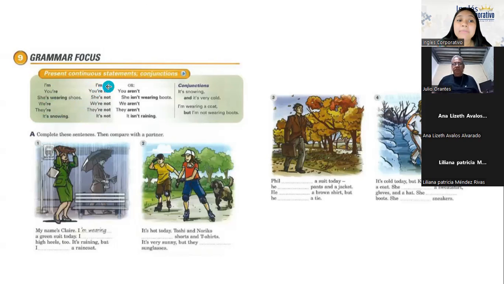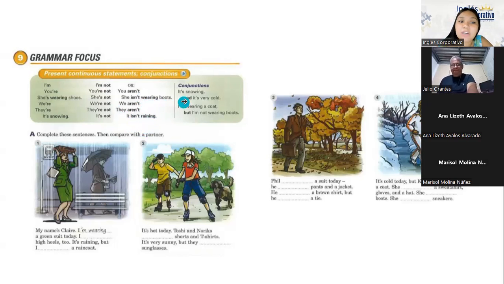Negatives. I am not wearing boots. You're not wearing boots. She's not wearing boots. We're not wearing boots. They're not wearing boots. It's not raining. Or we can say, you aren't wearing boots. She isn't wearing boots. We aren't wearing boots. They aren't wearing boots. And it isn't raining. Yes?